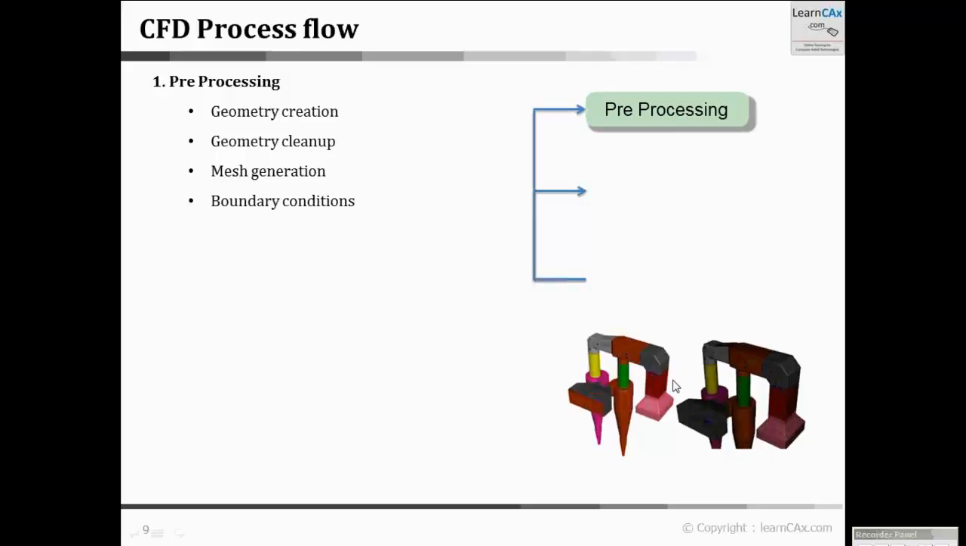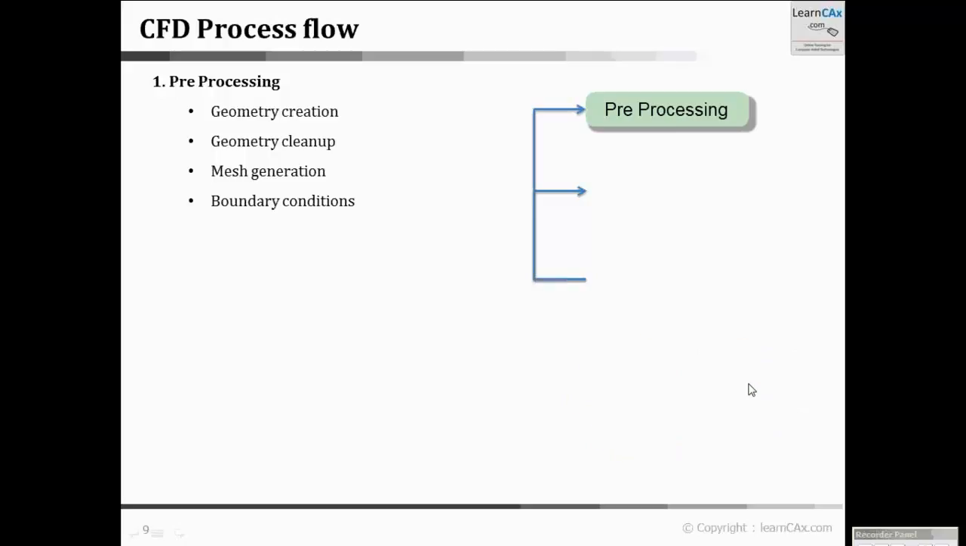Mesh generation, that is dividing the entire CAD model into different small cells, is called meshing. As you can see here, this particular geometry is divided into small grids or mesh. This is also part of the pre-processing. Another example is a compressor geometry which is again divided into grids or mesh.